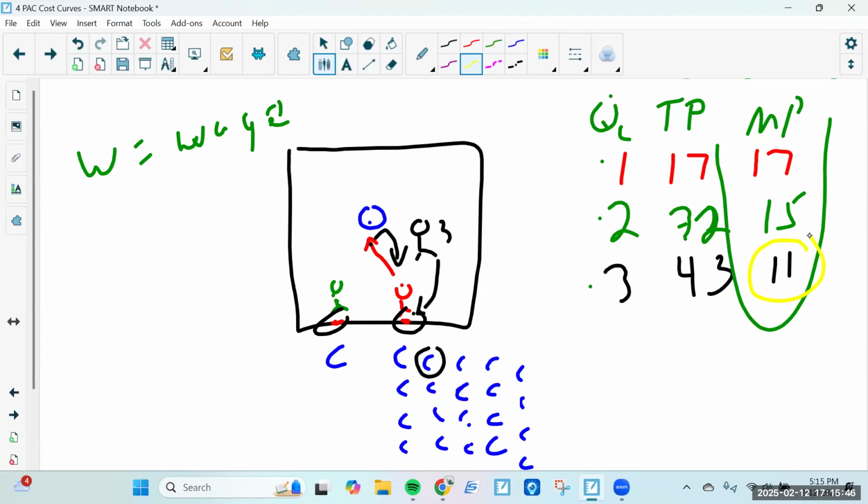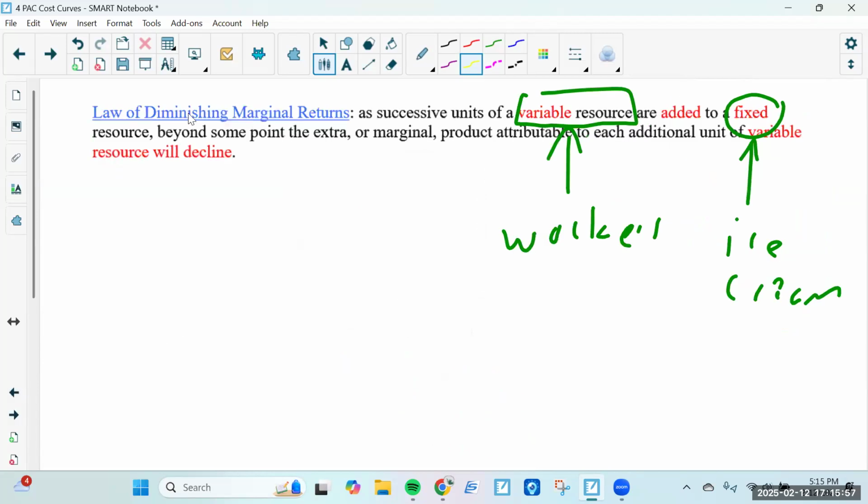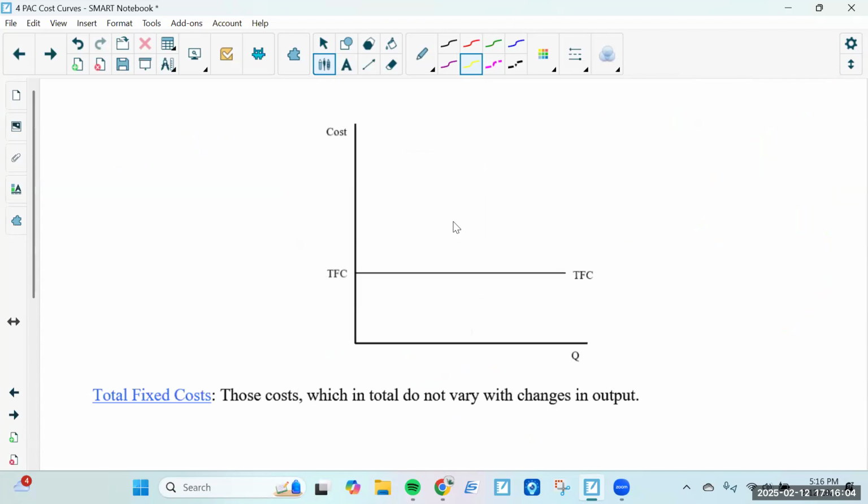Is this 11th ice cream worth it based on what I'm paying that worker? Now, obviously, there are other expenses too, but right now we're only worried about the workers. Okay, so keep this in mind. It's diminishing marginal returns throughout the rest of this unit, the next unit, and the unit after that. This is always occurring. It's going to come into play here in a little bit.